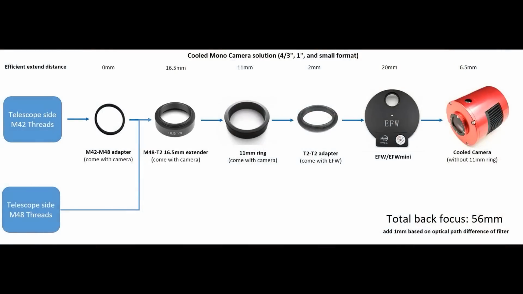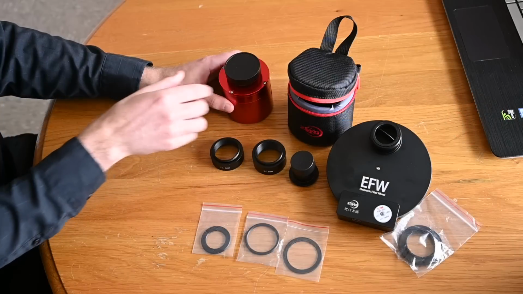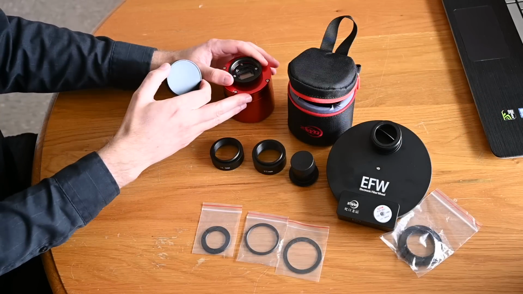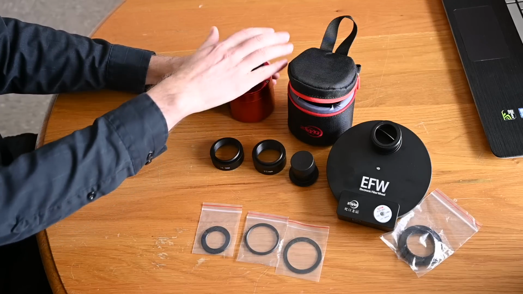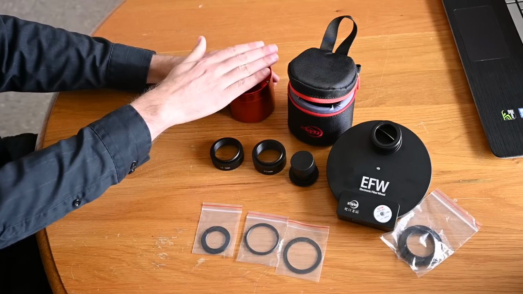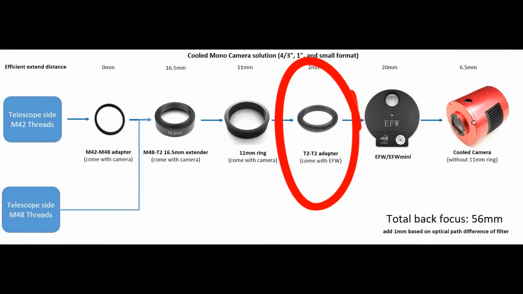Next, we have the 11 millimeter ring, comes with camera. That's going to be, in my case, already attached to the camera. So if I pull off the front cap, you'll see there's a thread here, and we can unscrew that. But I'm going to leave that on for right now and keep it covered up so no dust reaches the sensor. But that's our 11 millimeter ring. Then we have the T2 adapter. It says it comes with a filter wheel.